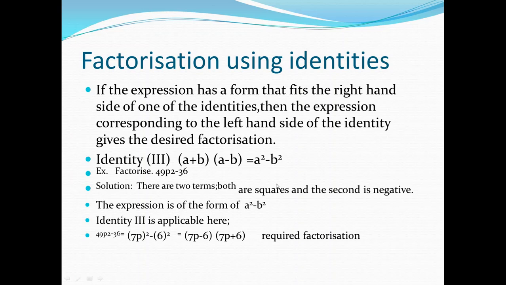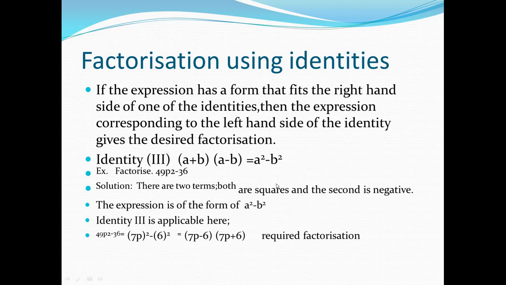Solution: there are two terms given, so this expression will not fit the first two identities, and both the numbers are squares. That is the second condition, and the second term is negative, so the expression is of the form a square minus b square. That fits identity number 3, so we can use identity number 3 for this given expression.